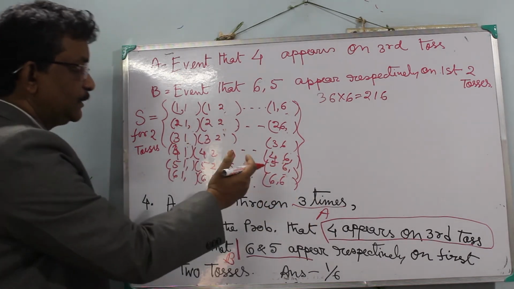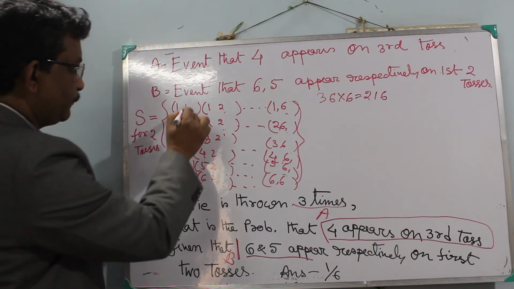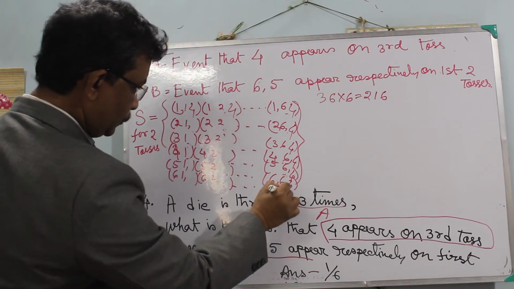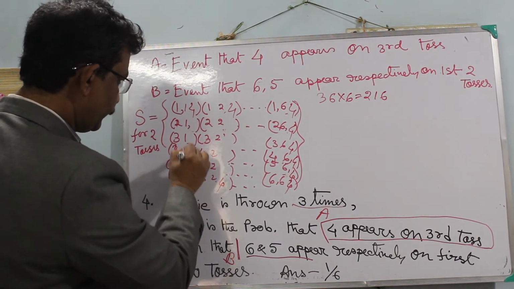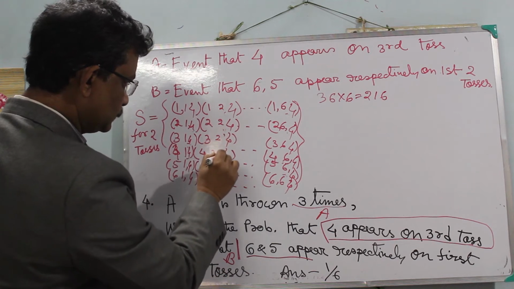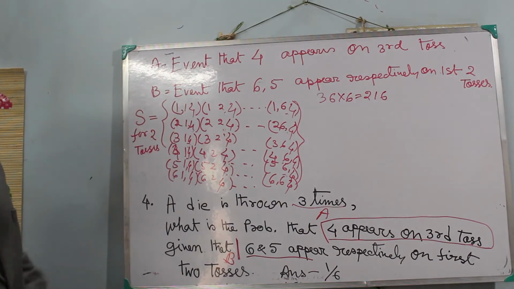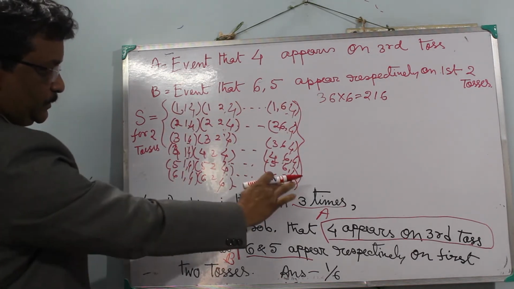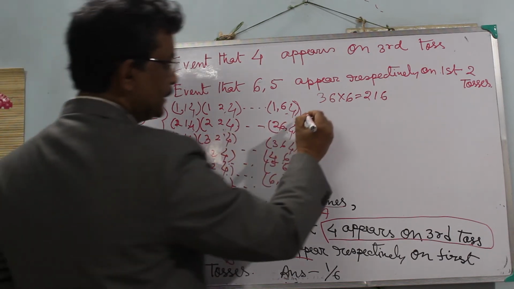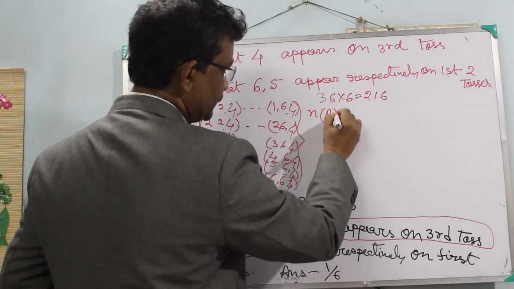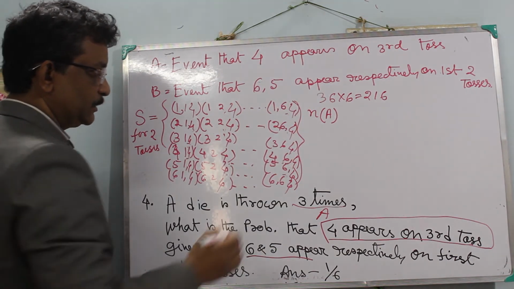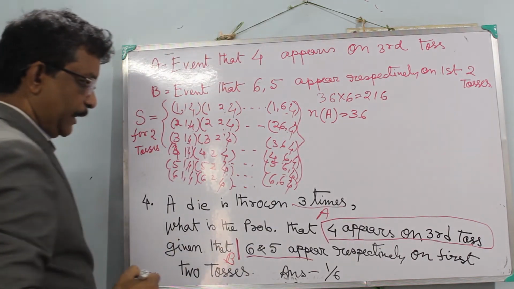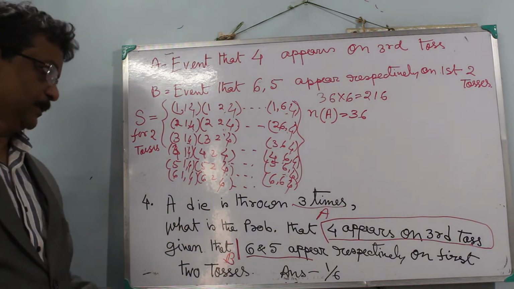So 4 will appear in how many cases? If you add 4 4 4 4 4 4 4 4 4, so 4 appears on the third toss. How many cases? 4 appears on the third toss in 36 cases. So in this case, the number of elements of set A, that 4 appears on the third toss, is 36.